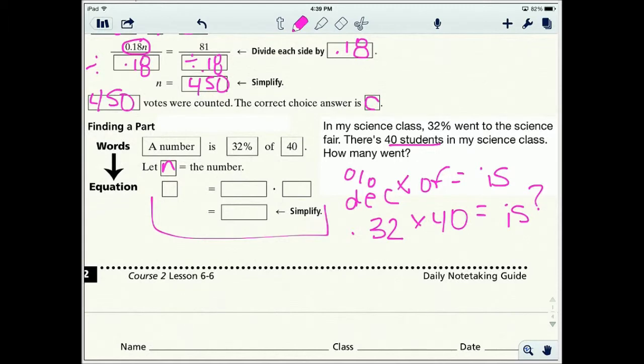If I set this up, I'm saying that the is, or the number, is equal to 0.32 times 40. And if I do that, I get my answer to be 12.8. Now obviously, if this was a STAR test, this wouldn't be the final answer because you can't have 12.8 of a person, so you would say about or approximately 13 people.